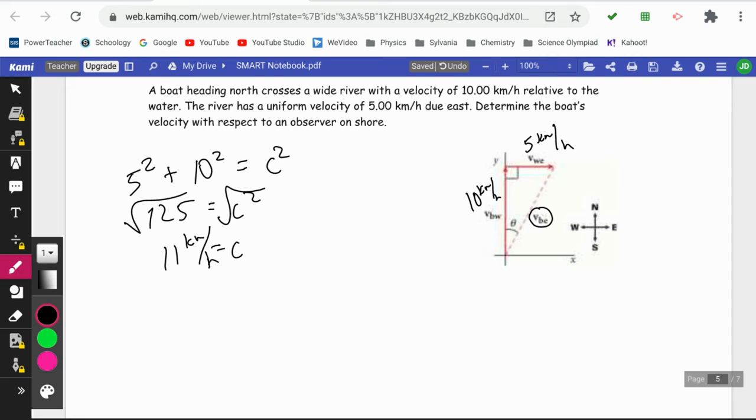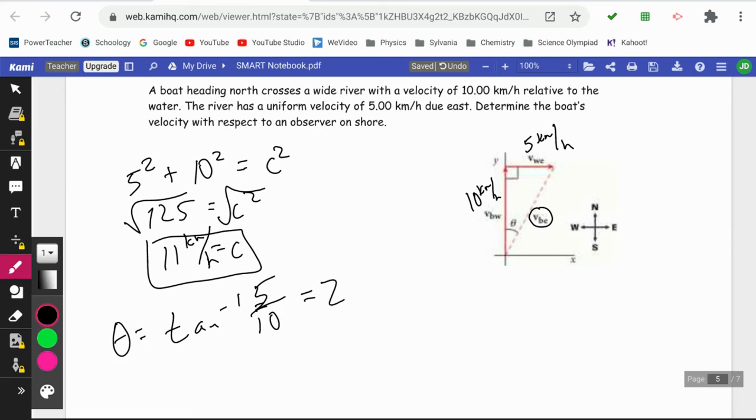Okay, that's one part of our answer. But it says, again, velocity, so we need the angle there, the direction. And so to get the direction, I'm going to use my opposite and adjacent sides. So that would be tangent. So tangent -1, inverse tangent, equals opposite, 5 over 10. And that would equal our angle measurement. That comes out to be 26.6 degrees.